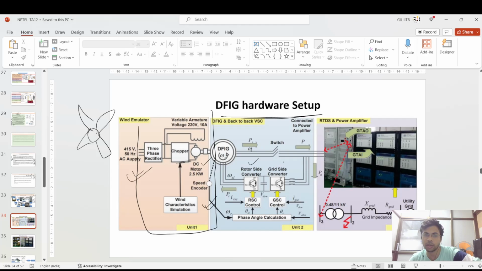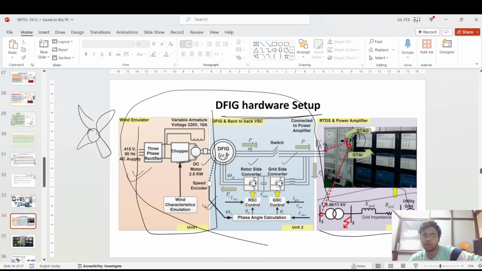2.5 kilowatt. And after that you have a DFIG setup which has two converters, the rotor side converter and the grid side converter, and it has separate control logics for this: the RSC control and the GSC control. And if you see, for converting to the grid side level, you first use the GTAO card. GTAO takes the digital input and converts to analog output. Then some calculation, this power amplifier stage is there, then it is converted again to digital using the analog to digital converter, the GTAI card, and then fed into the actual system.